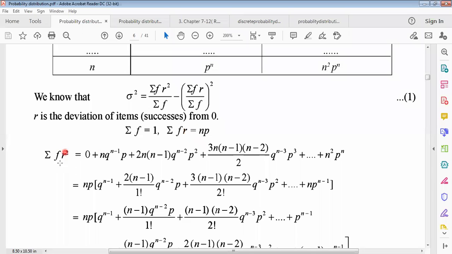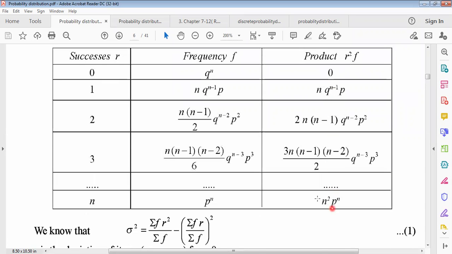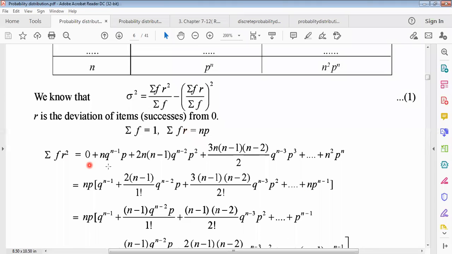So summation f r square equals what will it be? The sum of all the r square f third-column terms. Just sum this: first term plus second term plus third term plus this term plus up to the last term. Understand, everybody? First term, second term, third term of the third column: all the terms of the third column will be added.